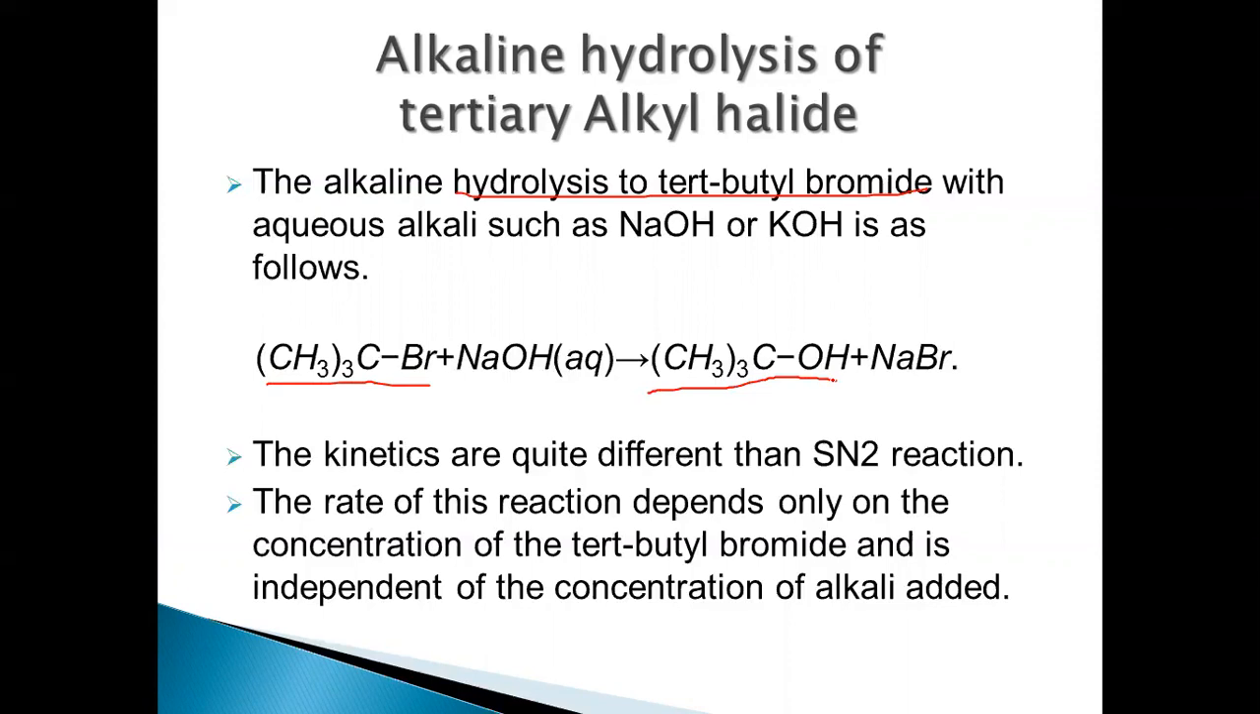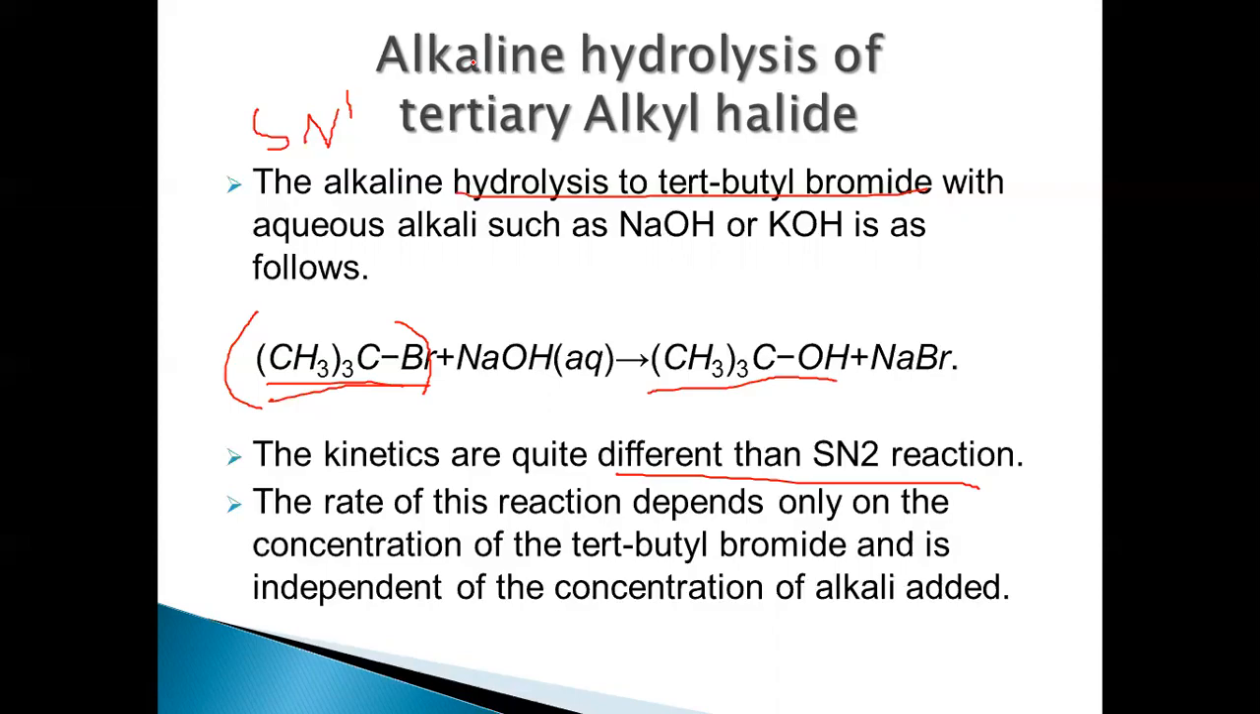alcohol. If you see the kinetics of this, it's different from that of the SN2 reaction. In this SN1 reaction, the rate of the reaction is totally dependent upon the concentration of this alkyl halide. We can know this by changing the concentration of tertiary butyl bromide in the reaction. If the concentration of tertiary butyl bromide is doubled, the rate is doubled.